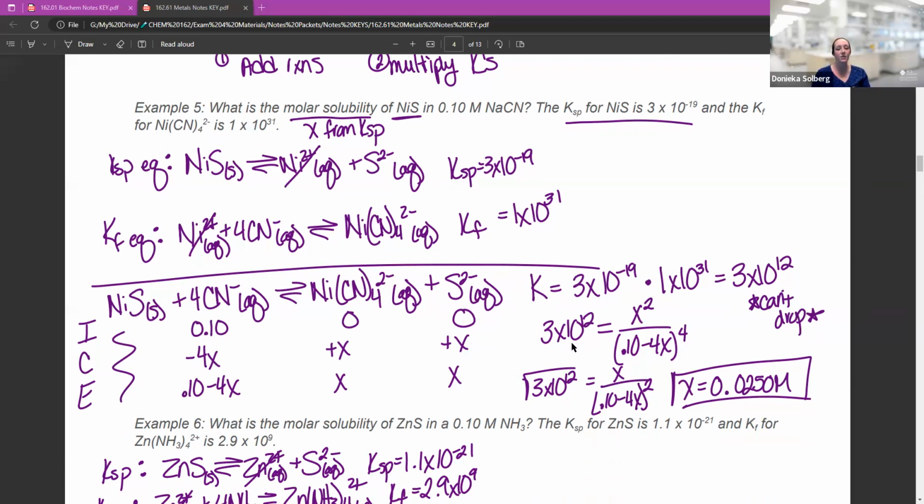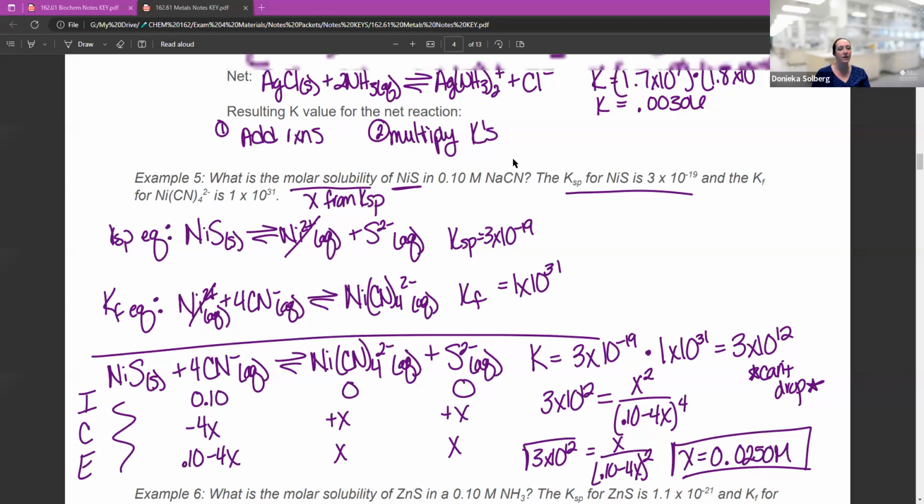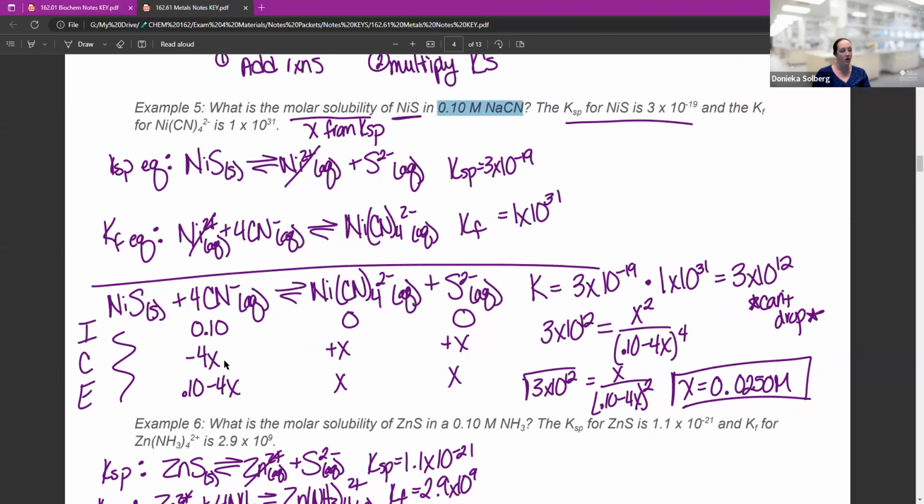So I have this new constant equals, and I made my ice table. The only thing I gave you that I was starting with is this 0.1 molar NaCN. That means I'm starting with 0.1 molar of the CN part, so that's why I put that here. Then I'm going to do -4x, plus x, plus x, giving 0.10 minus 4x, x and x. I put all these into my K equation: 3 times 10 to the 12th equals products, x times x, which is x squared, over reactants, and don't forget to take it to the 4th power because of that coefficient of 4.